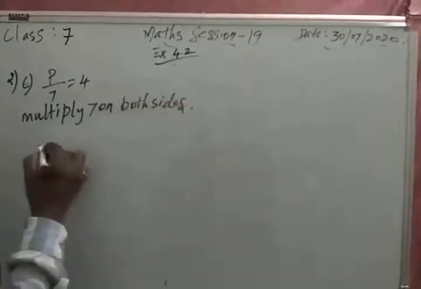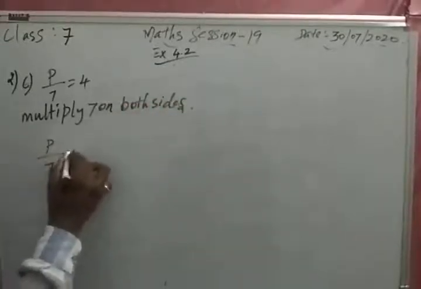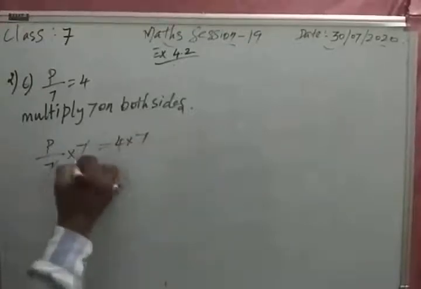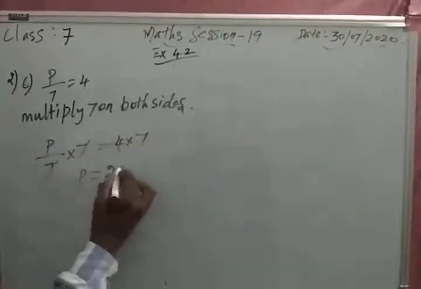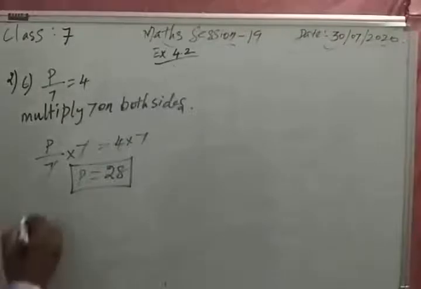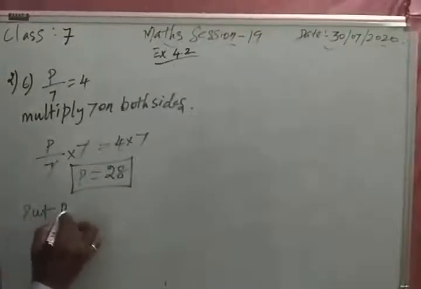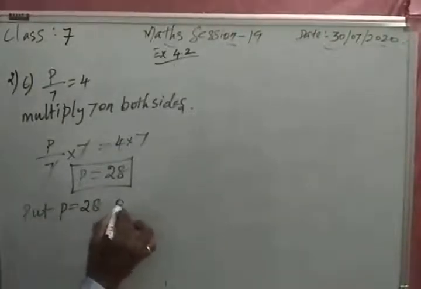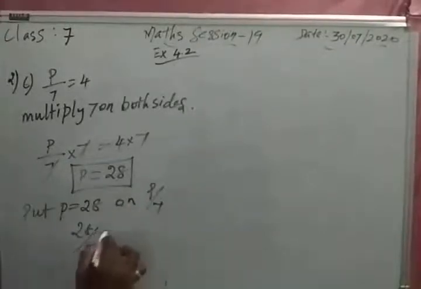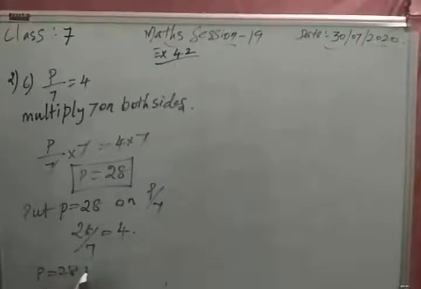On both sides we get P upon 7 multiplied by 7 is equal to 4 into 7. So we get P is equal to 28. Then put P is equal to 28 in P by 7. Then 28 upon 7 is equal to 4. So P is equal to 28 is correct.